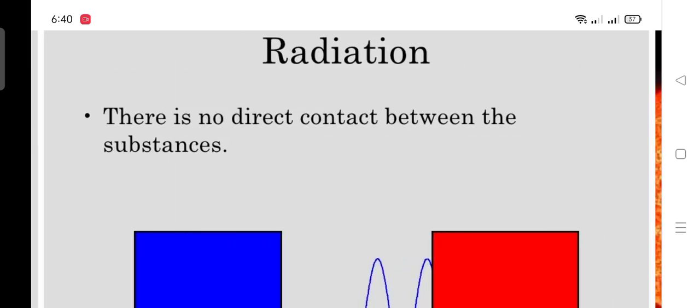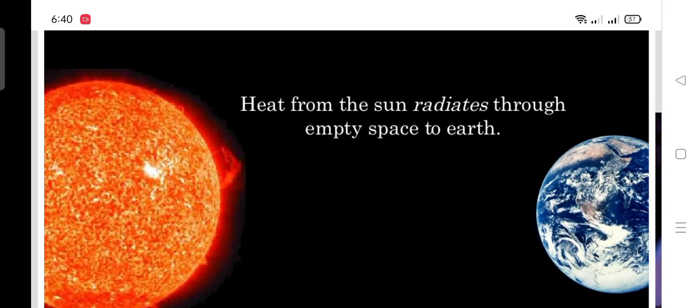Here is some property. In radiation there is no direct contact between the substances. It means it always transfers heat through the electromagnetic way. Here is an example: we get heat from the sun through radiation.